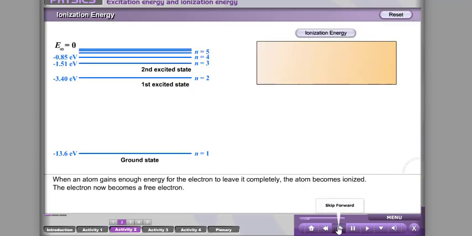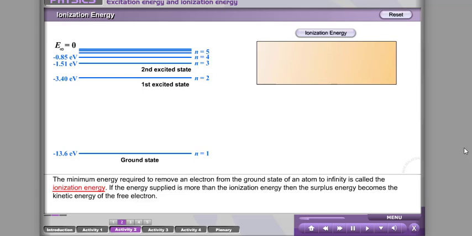When an atom gains enough energy for the electron to leave it completely, the atom becomes ionized. The electron now becomes a free electron. The minimum energy required to remove an electron from the ground state of an atom to infinity is called the ionization energy. If the energy supplied is more than the ionization energy, then the surplus energy becomes the kinetic energy of the free electron.